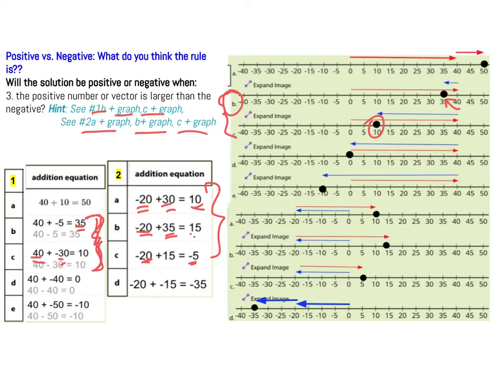Okay? For A and B, on problem 2, it's the same situation. The red arrow that stands for the positive is bigger. You have a positive answer, positive 10. Same thing for 2 part B. The red arrow is bigger. That's a positive arrow. It's bigger than the negative arrow, which is blue, and you end up with a positive 15 for your answer.